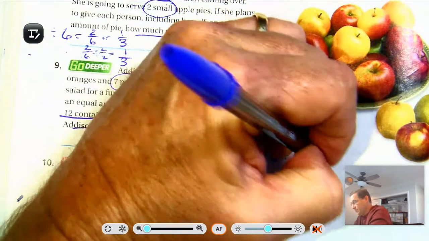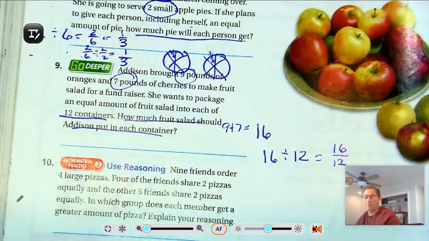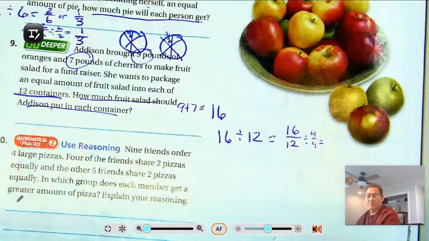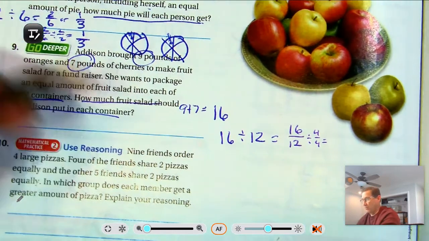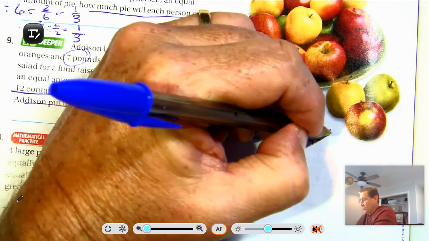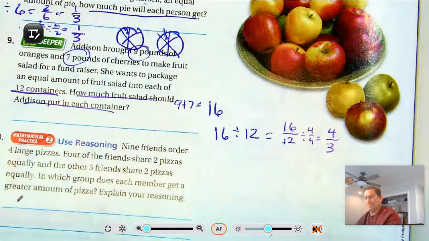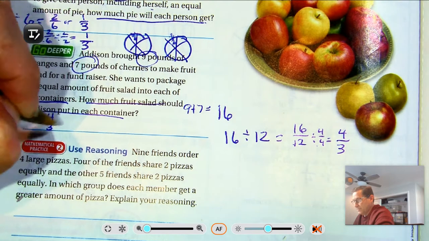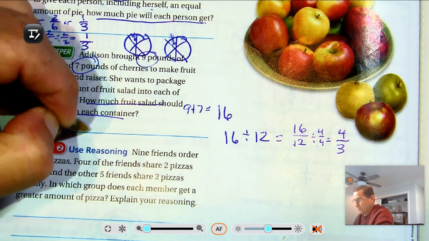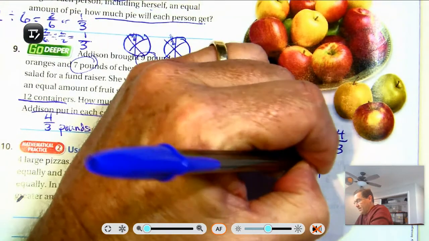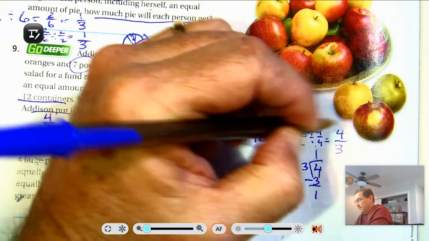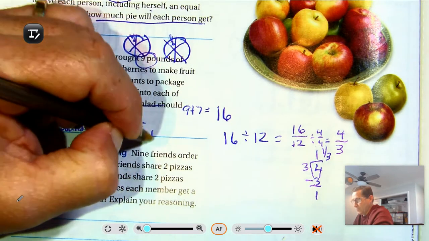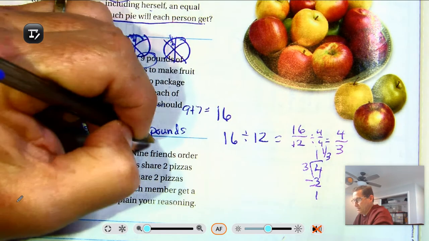All right, well, 16/12 can be written as 16 over 12. And we can reduce by a factor of 4, because I know that 4 is a factor of both 16 and 12. 16 divided by 4 is 4, and 12 divided by 4 is 3. So each container will hold 4/3 pounds, or 4 divided by 3 is 1 with a remainder of 1. So 1 and 1/3 pounds per container.